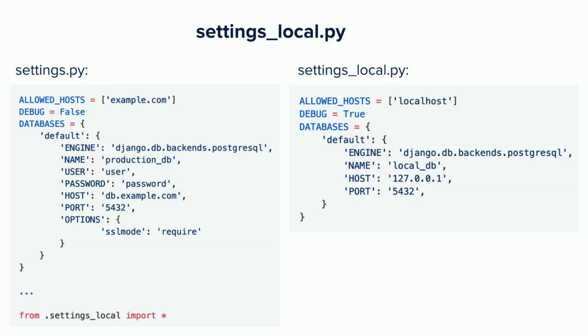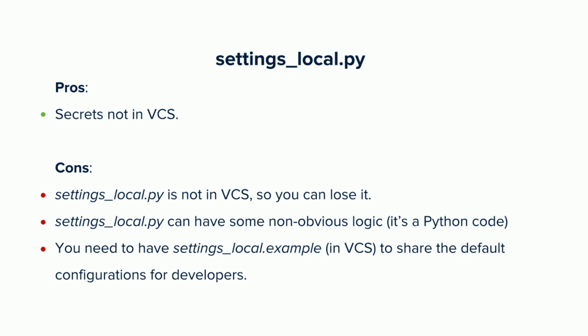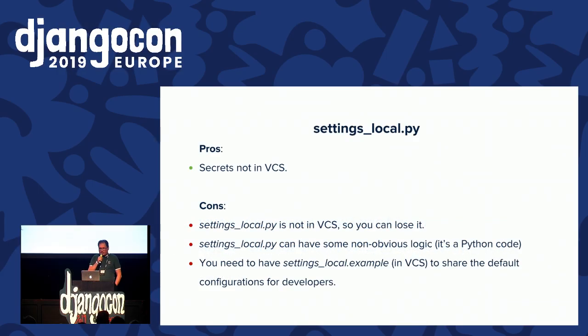So, the settings local approach is maybe the simplest and the oldest thing. You split your settings into base settings in settings.py and environment-specific settings in settings_local.py. This approach partially solves the issue with sensitive data, but still it has a lot of disadvantages.